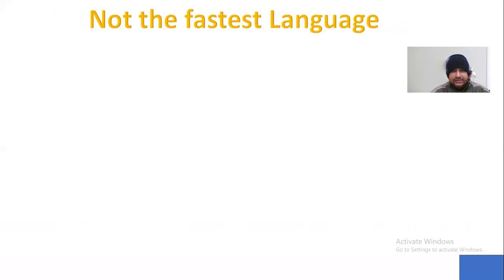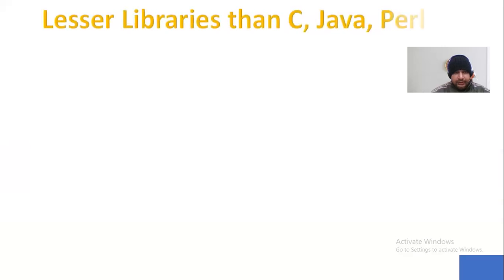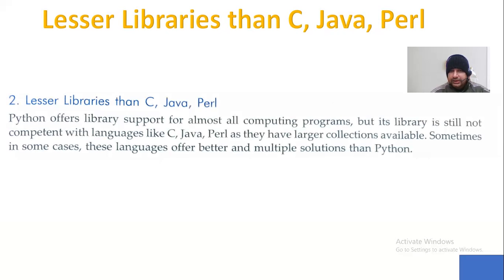The first is that it is not the fastest language. Python is an interpreted language. That means it executes the code line by line, and hence makes the process of compilation and execution a bit slower, right? The next one is fewer libraries than C, Java, and Perl. This is very true, but the libraries which are there in Python are more than enough to develop any sort of applications.